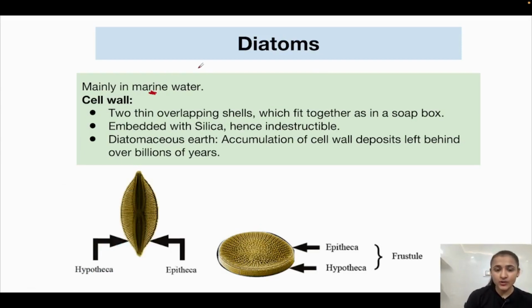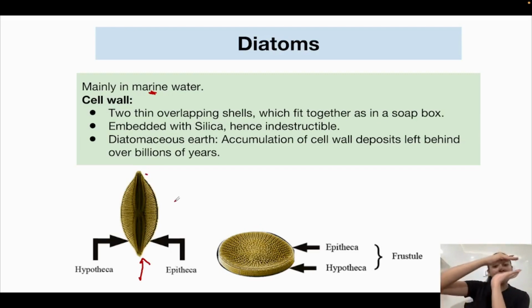That is sea water. If we talk about their structure and specifically their cell wall, what do diatoms comprise? Their cell wall comprises of 2 thin overlapping shells which fit together as in a soap box. As you can see in this image, there are 2 shells, shell number 1 and shell number 2. They are fitting together.